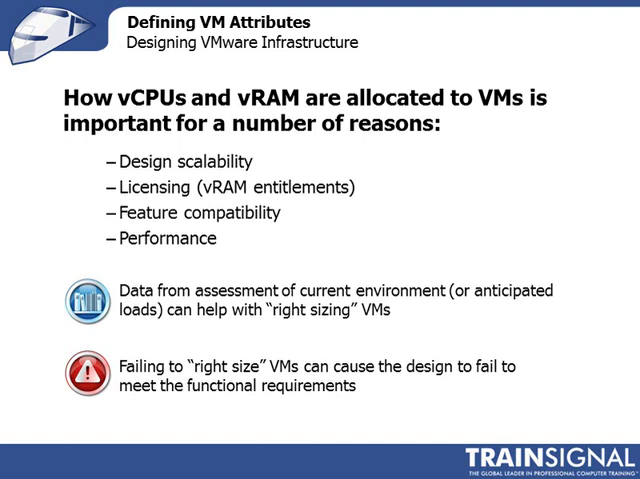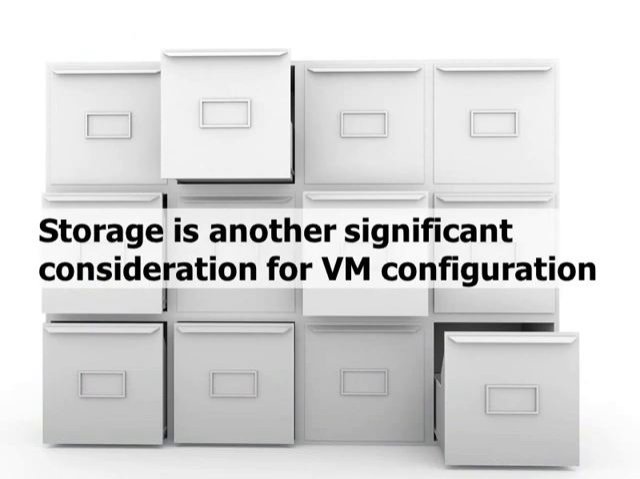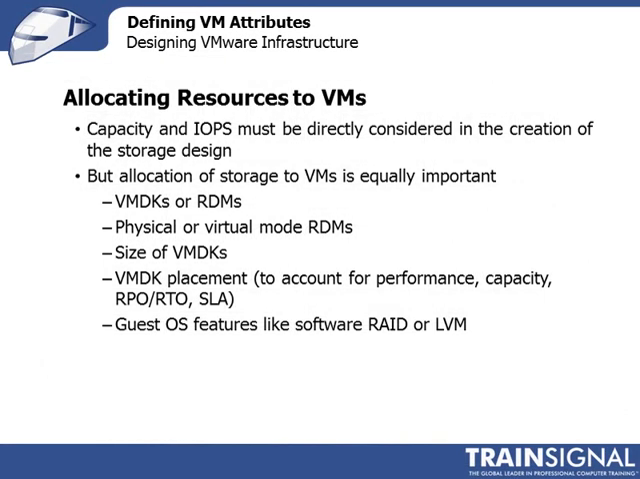In addition to virtual CPUs and virtual RAM, we also need to discuss storage, which is another significant consideration. Storage is a resource that is or should be considered in multiple dimensions. Two of these dimensions, capacity as in gigabytes or terabytes, and IOPS as in the number of operations per second, you have to directly consider in the creation of the storage design. So I will refer you to the lessons on a logical storage design and a physical storage design to see how those factors play in there. But how you go about allocating both capacity and IOPS to VMs is equally important.